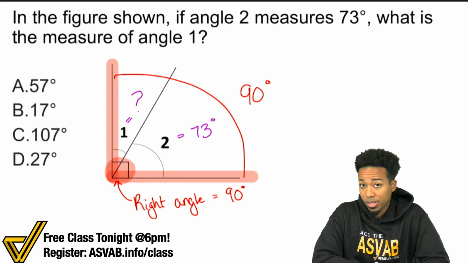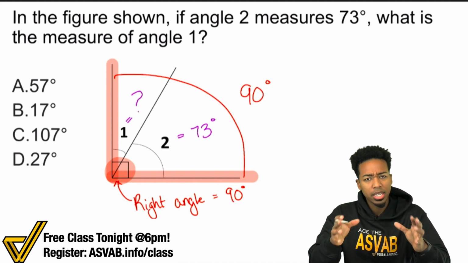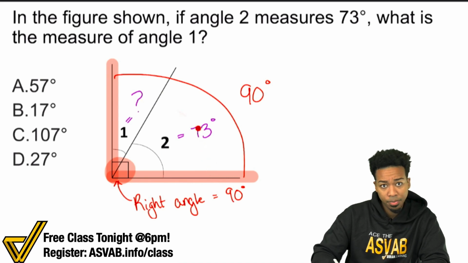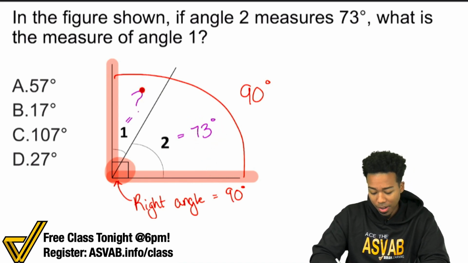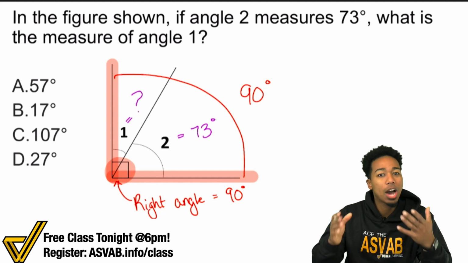So how does this help us? Well, let's just think about this logically, really. Think about this logically. If the whole thing is 90 and one of the two pieces is 73, can you find what the other piece is? We do that by subtracting, right? We're going to do that by subtracting, and that's exactly how we're going to handle this.